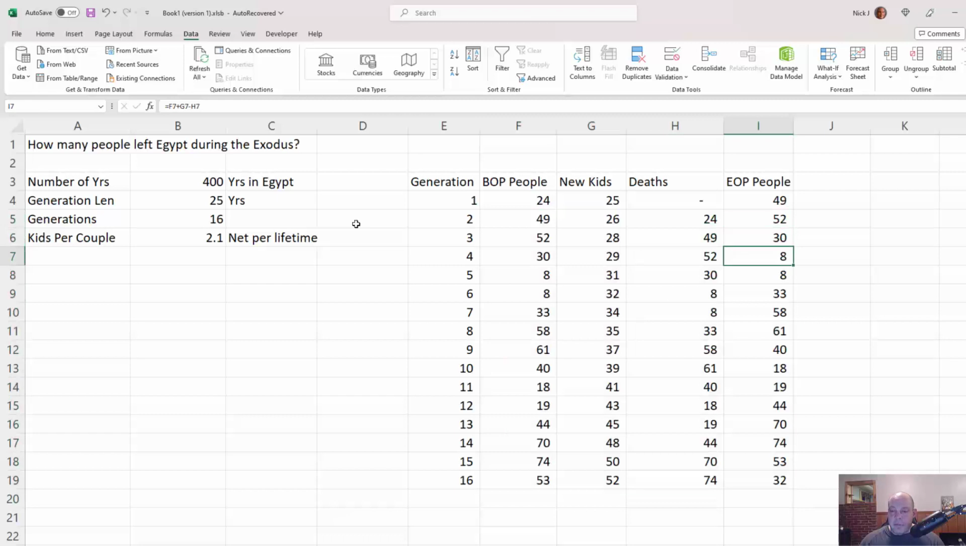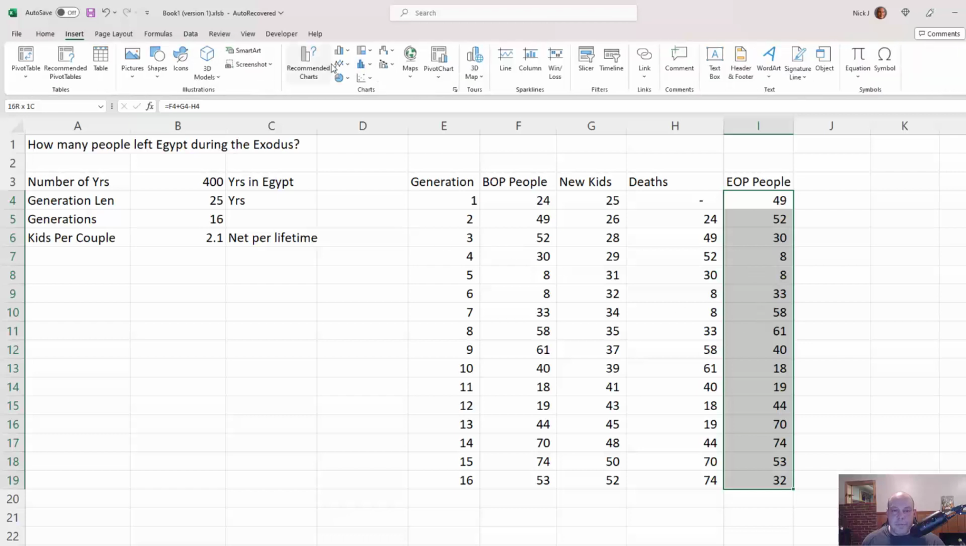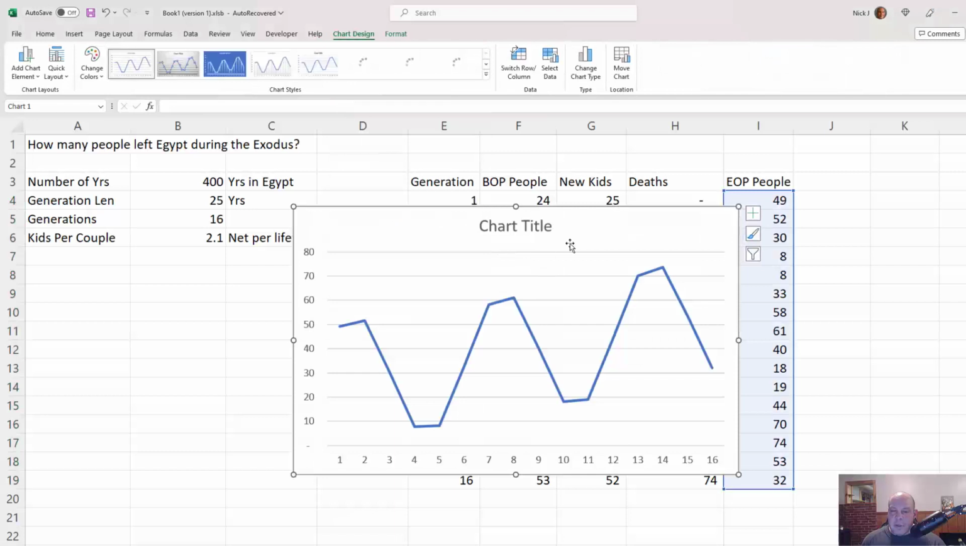formula. And you'll see that 2.1 kids per lifetime net is just enough to sustain the population over time. It's not a really good assumption. It's more of a break-even assumption. Even today, genealogists and archaeologists and people that study populations, they will put in 2.1 as just about the break-even point for a population to survive. And here it just barely survived. You put in a chart, you can see its growth up and down.